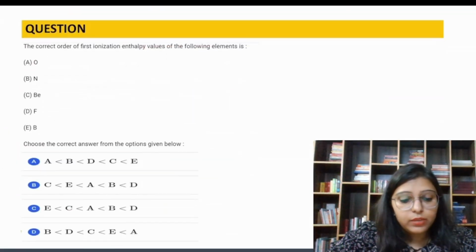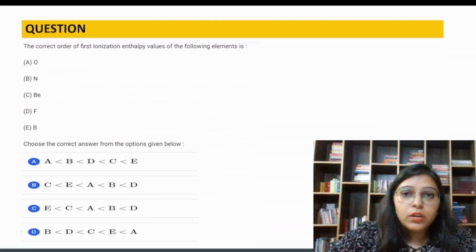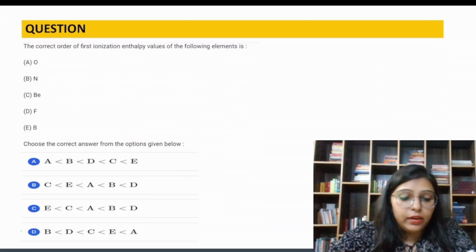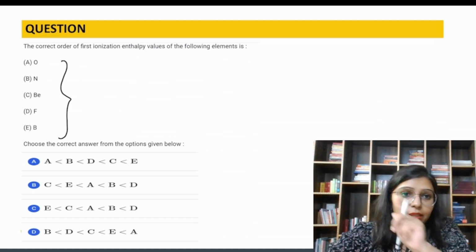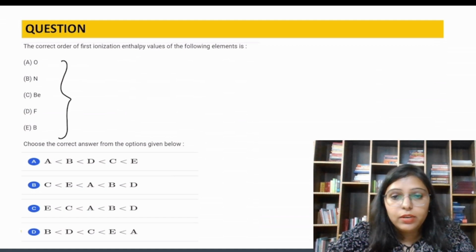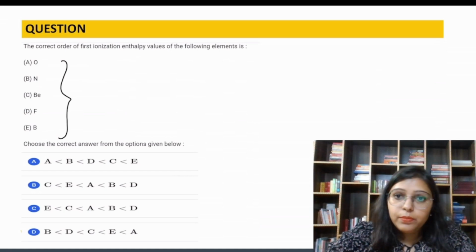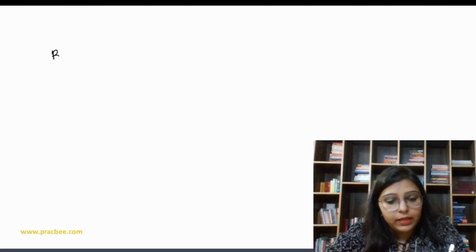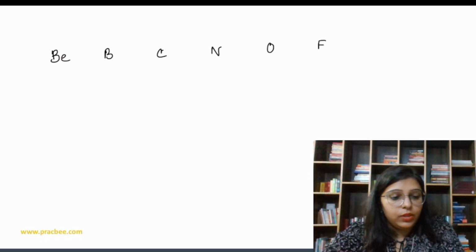Now let's do the next question. The correct order of first ionization enthalpy values of the following elements. Now here, if you see the elements, they are present in a period, right? So let's write down: beryllium, boron, carbon, nitrogen, oxygen, fluorine.